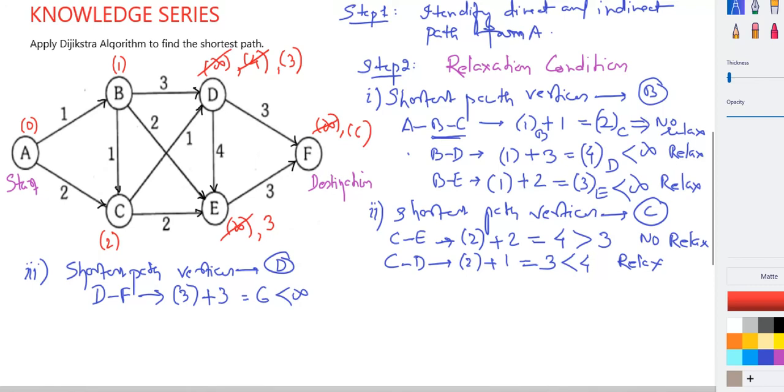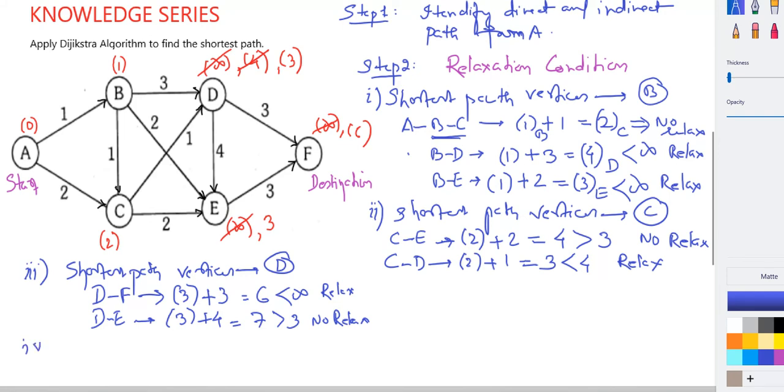Now what is the next one? We will consider D to E. D to E is how much? It is 3 plus 4, that is 7, which is greater than 3. So here it was relax, here is no relax, so ignore. Okay, ignore.